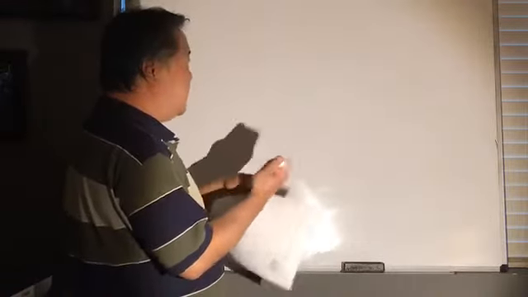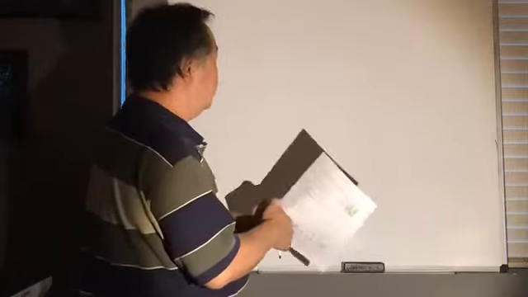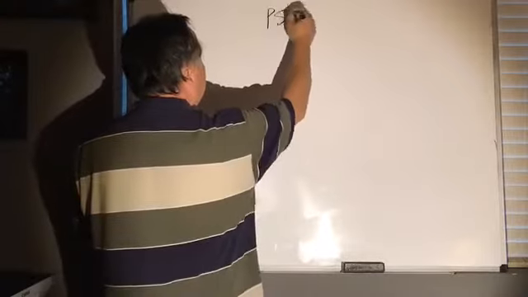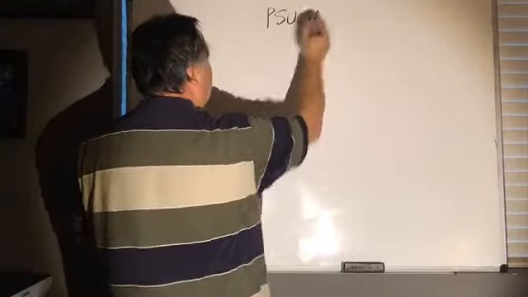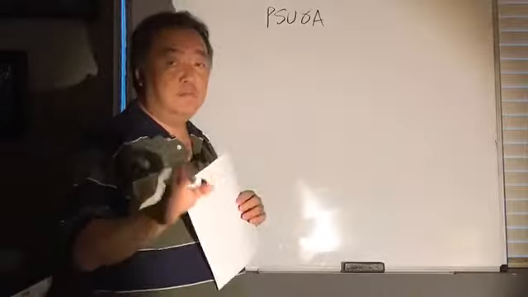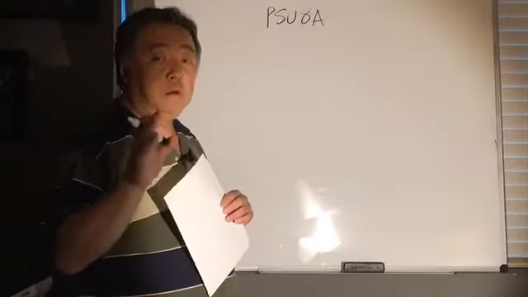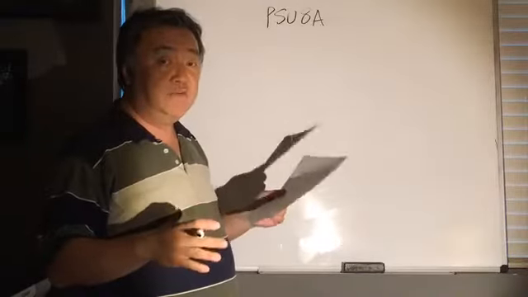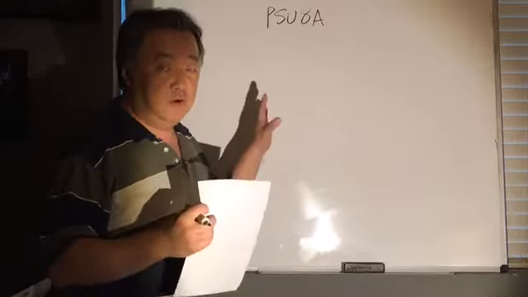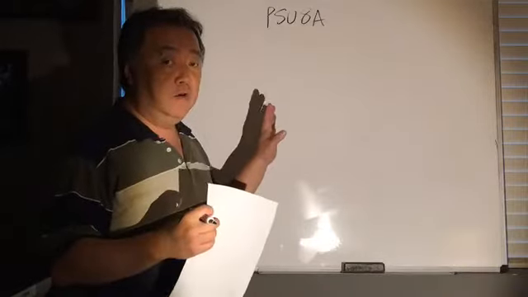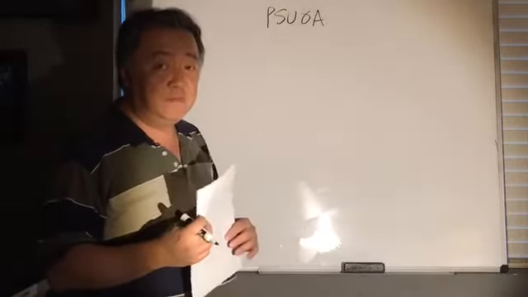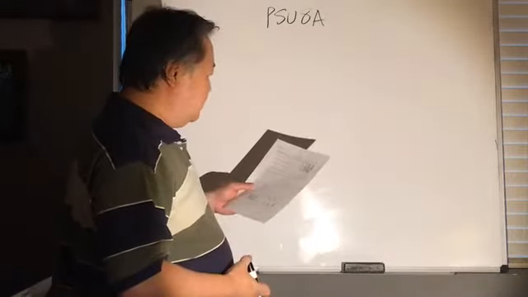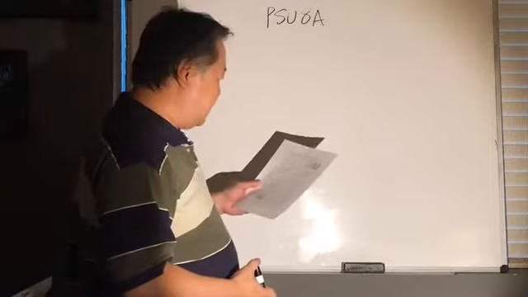So 8A is on voting. I highly recommend that you go over the required reading before doing this exercise. As a matter of fact, if you go through the reading, this becomes pretty easy. Okay, so this is the table that we get.